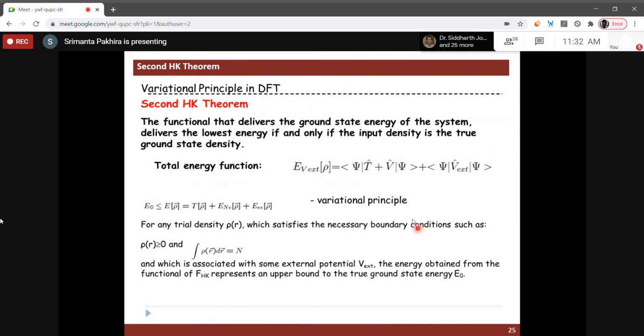So using that theory and the variational principle, for any trial density which satisfies the necessary boundary conditions, we get the trial density rho(r), where N is the number of electrons, and if we integrate rho(r), we get the total number of electrons. And the energy we obtain from such a Hamiltonian operator represents an upper bound for the ground state energy. Of course, the lower limit is the true ground state energy of the electrons. That is the way we work.